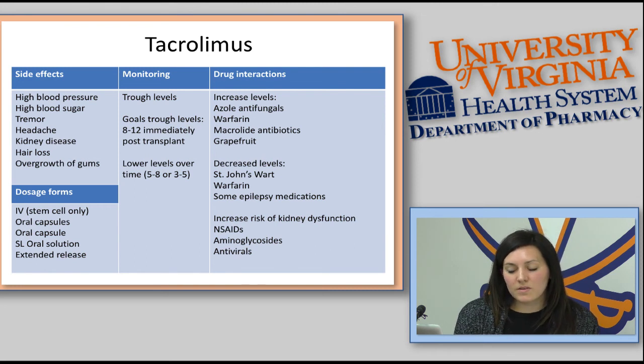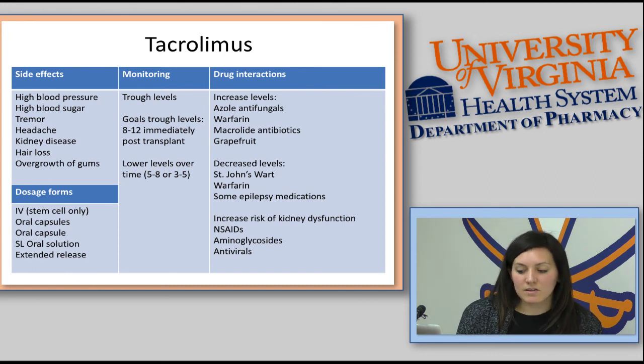The dosage forms for this medication would be an IV infusion, and that's at University of Virginia, reserved for stem cell transplant patients only. We also have oral capsules which are given sublingual, so under the tongue. The capsule is actually opened and administered under the patient's tongue. An oral solution, and there are also extended release formulations, which we have one on formulary, and we have one which patients may use if they are involved in a study.